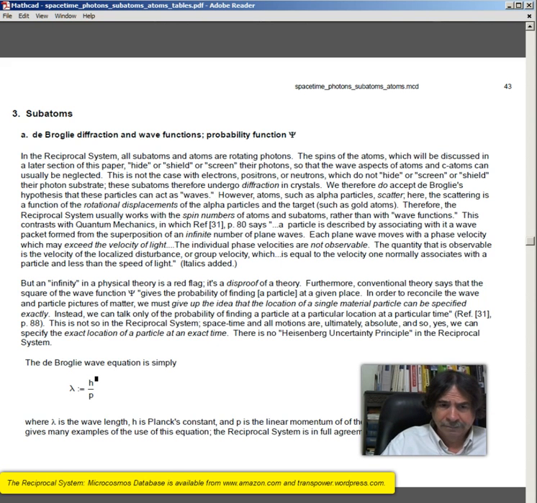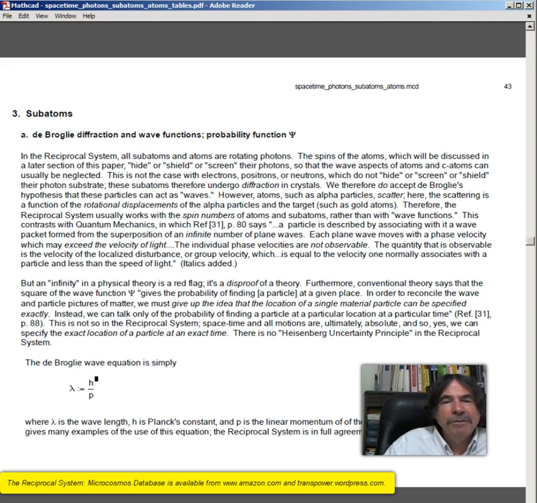However, atoms such as alpha particles scatter. Here the scattering is a function of the rotational displacements of the alpha particles and the targets, such as gold atoms. Therefore, the reciprocal system usually works with the spin numbers of atoms and subatoms rather than with, quote, wave functions. This contrasts with quantum mechanics, in which reference 31, page 80 says, quote, a particle is described by associating with it a wave packet formed from the superposition of an infinite number of plane waves.